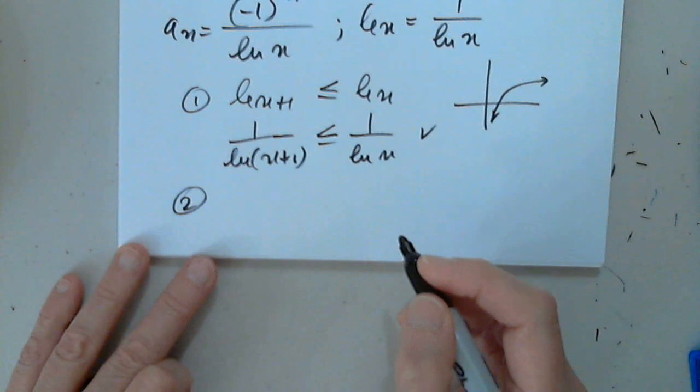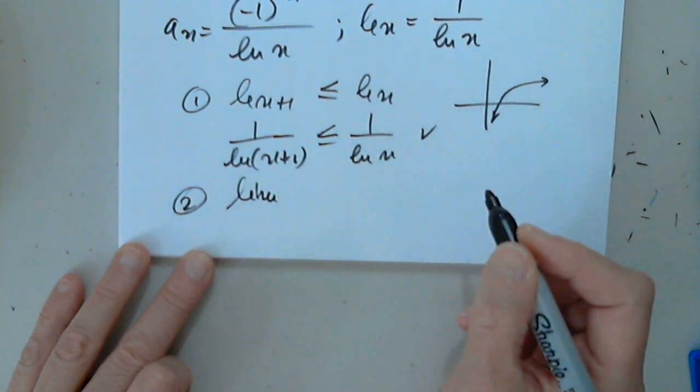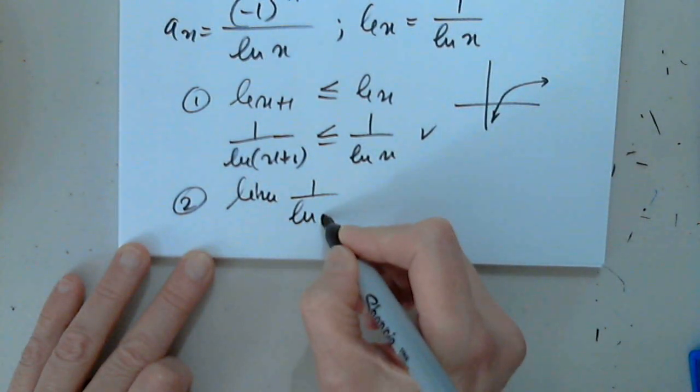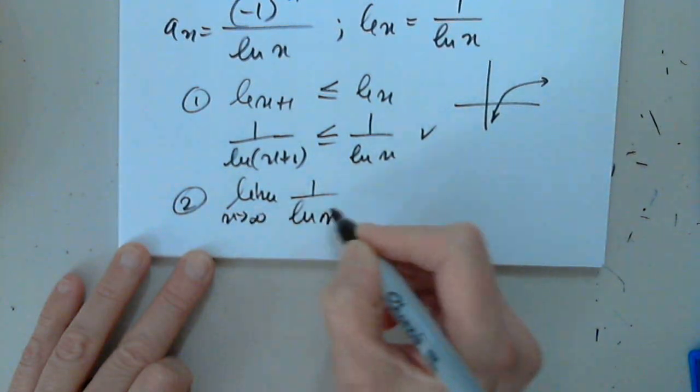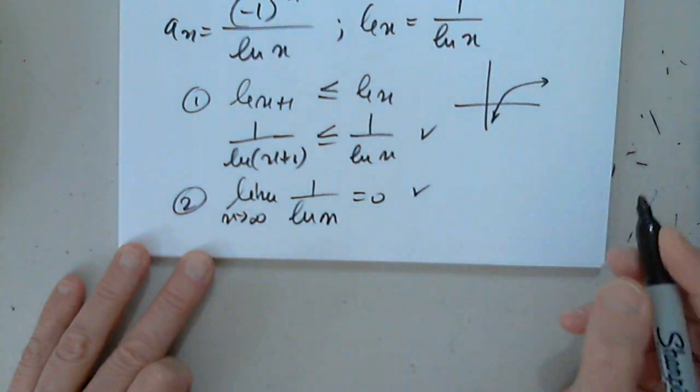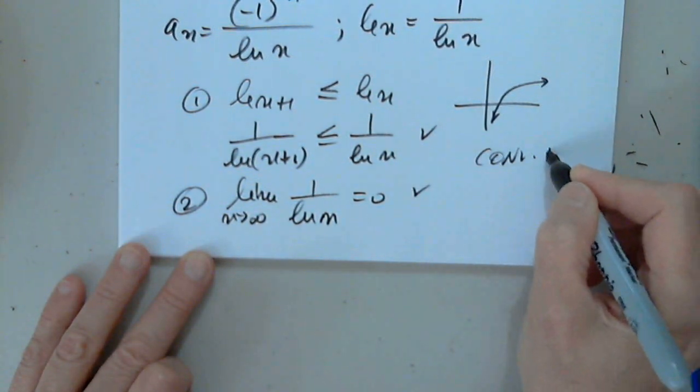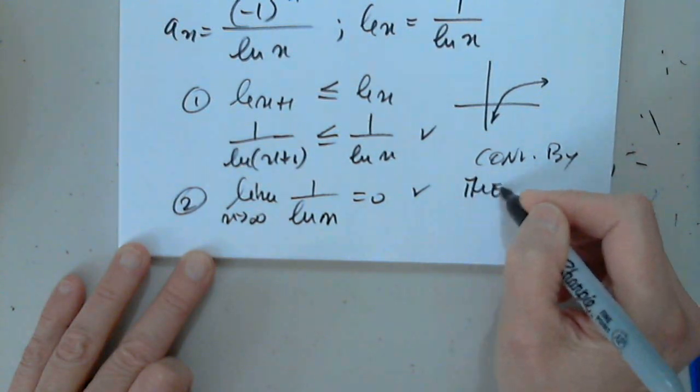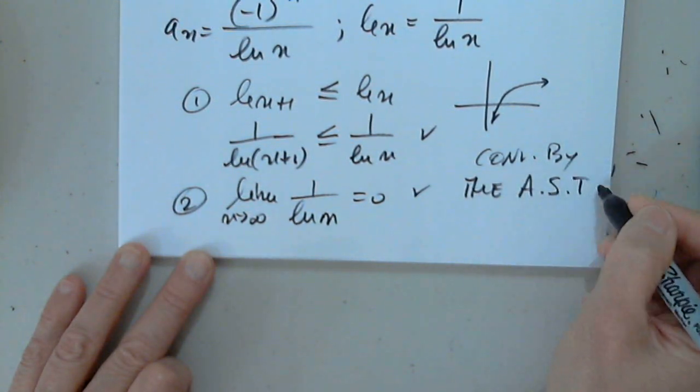Let's check the second condition. The limit of 1 over natural log n as n approaches infinity is 0. So this is convergent by the alternating series test.